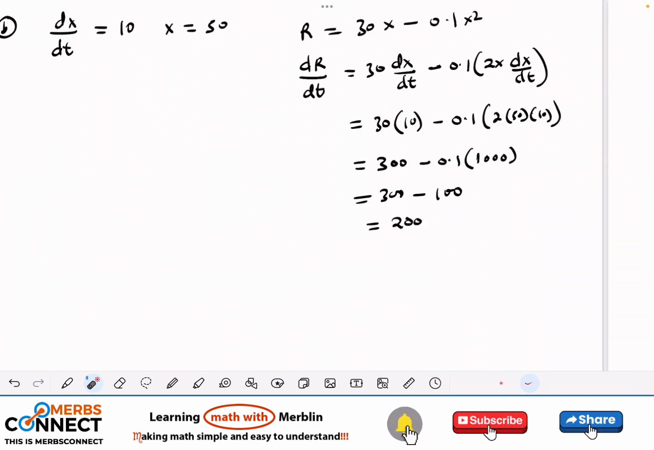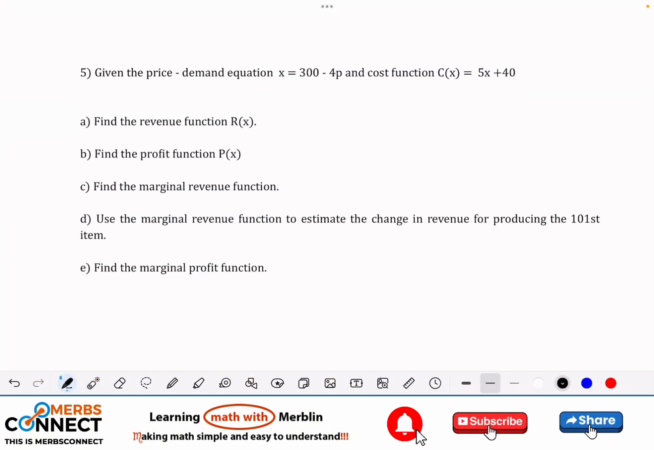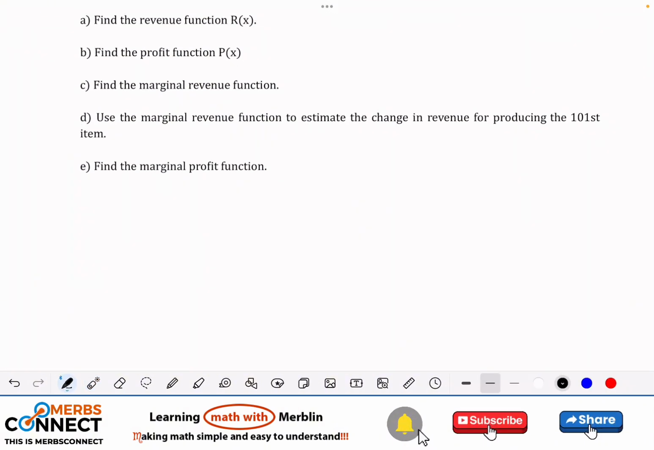Let's look at question 5. Given the price demand, which is x equal to this, and then the cost function, which is also equal to this. First question is find the revenue function. Something similar to what we were just trying to do there. So let's find revenue, which is equal to X times P, right?